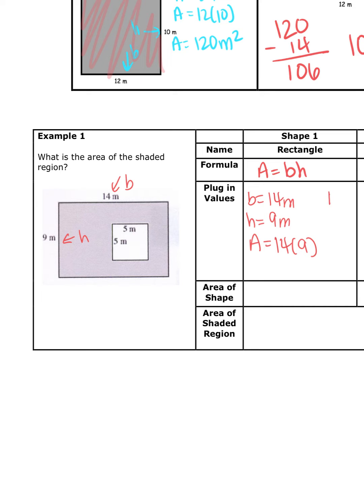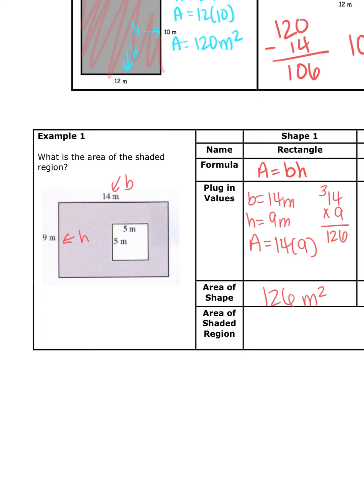So I'm going to do 14 times 9. 4 times 9 is 36. 9, 10, 11, 12 would be 126. So the area of that is 126 square meters.